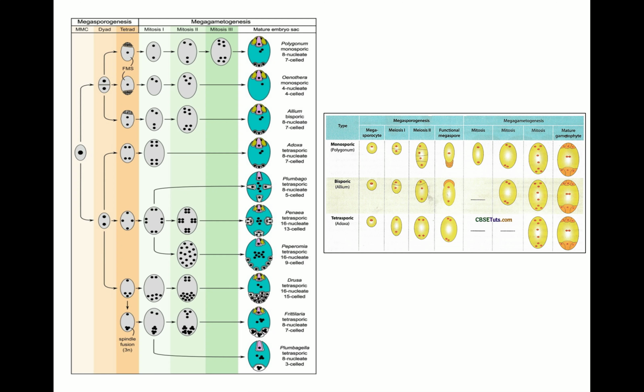So monosporic type of embryo sac is present in polygonum, bisporic is present in allium, and tetrasporic is present in adoxa. Okay, this is very important. You should remember it for the point of examination, or it can be asked as an objective type question in entrance level examinations.